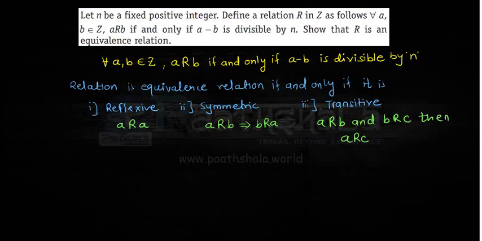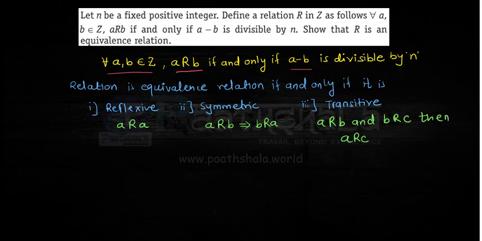Let n be a fixed positive integer. Define a relation R in capital Z, that is integers, as follows: for all a, b belonging to capital Z, a has relation with b if and only if a minus b is divisible by small n. Show that R is an equivalence relation.